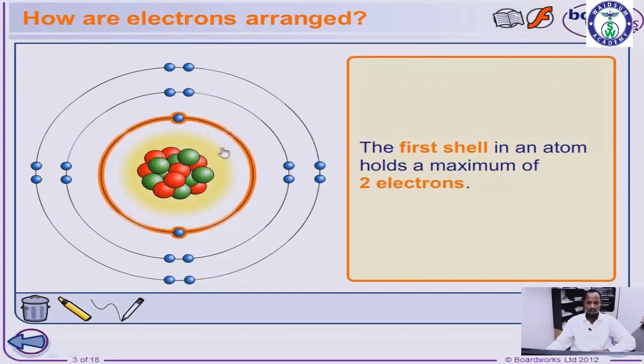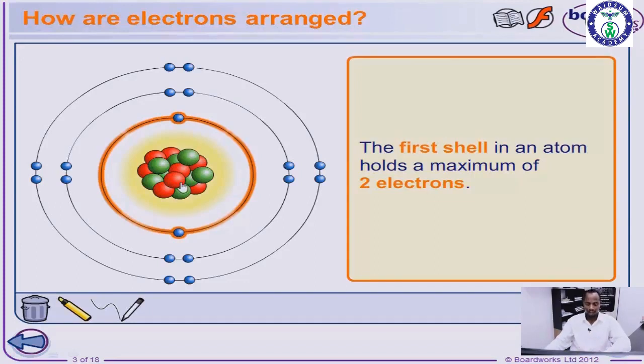Why? Because we said from our formula 2n squared, the maximum number for the first energy level, n will be equal to 1. n is 1 for the first energy level, so it will hold 2.